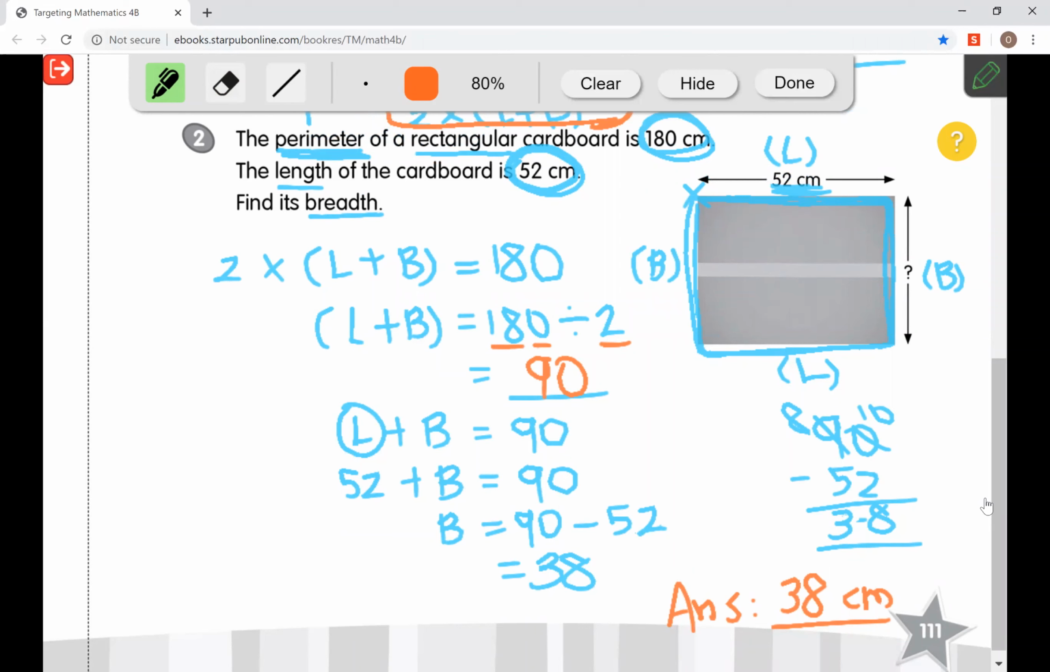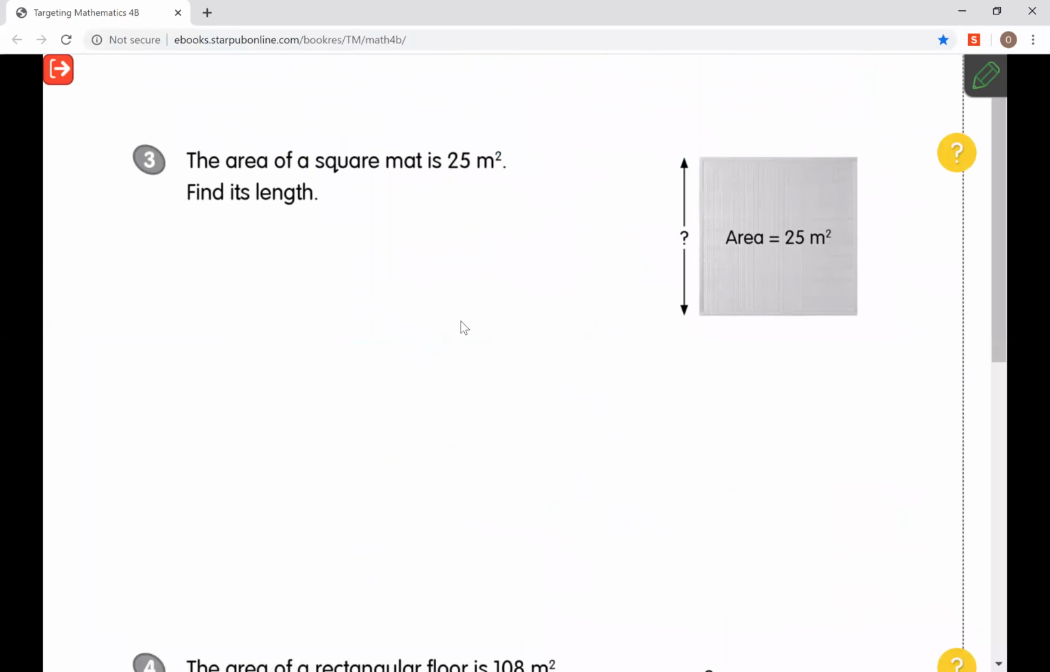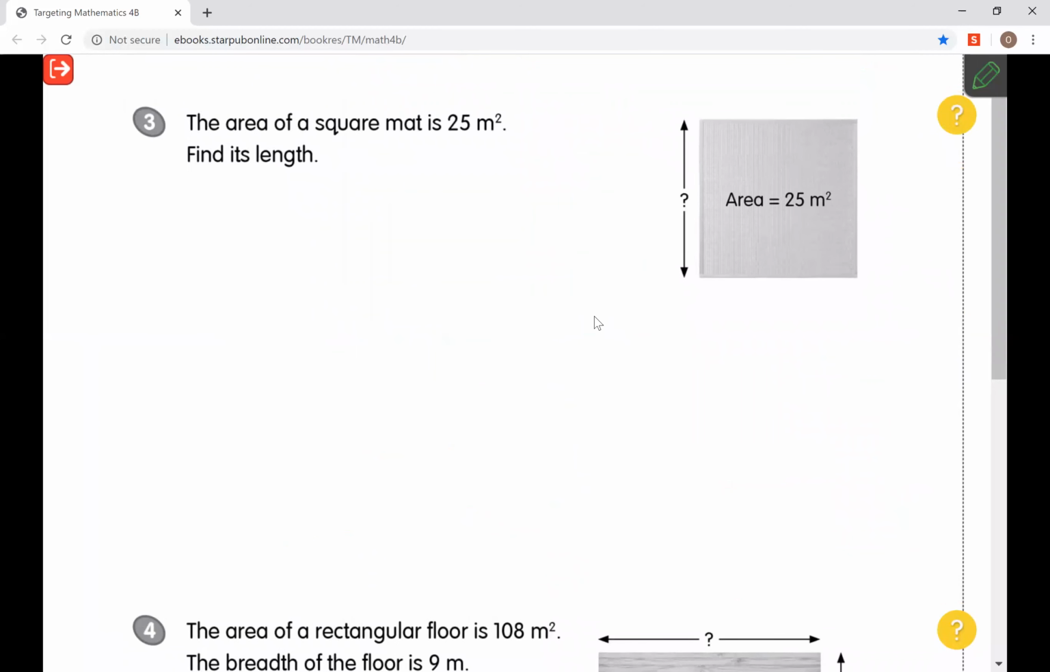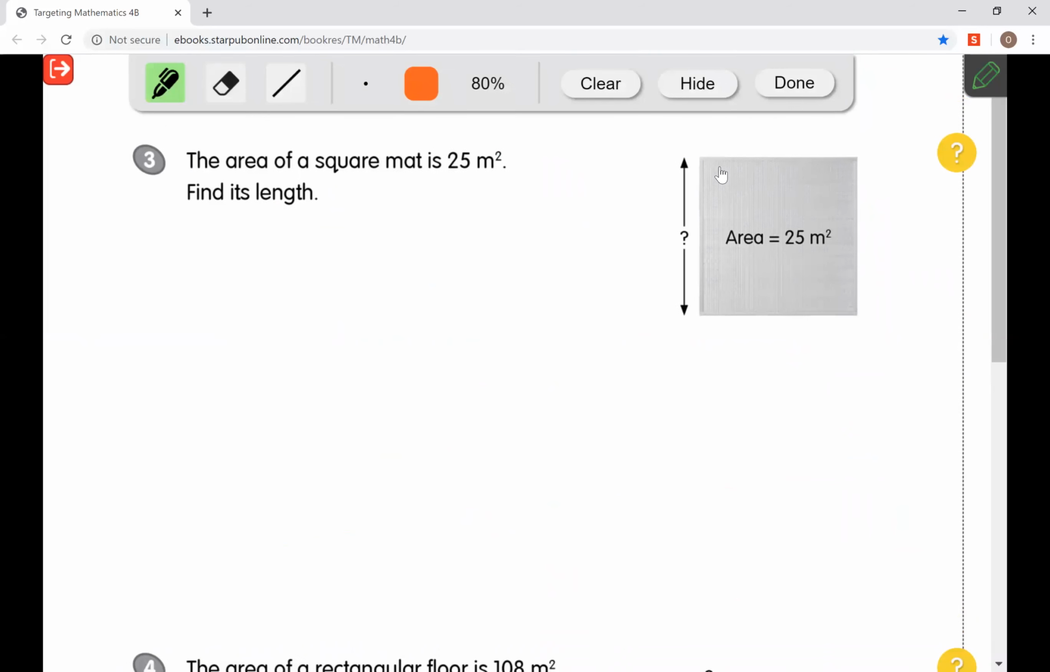Moving on to the next page, 112. Now, question 3. We are given the area now. So the area of the square mat is 25 square meter. Find its length.